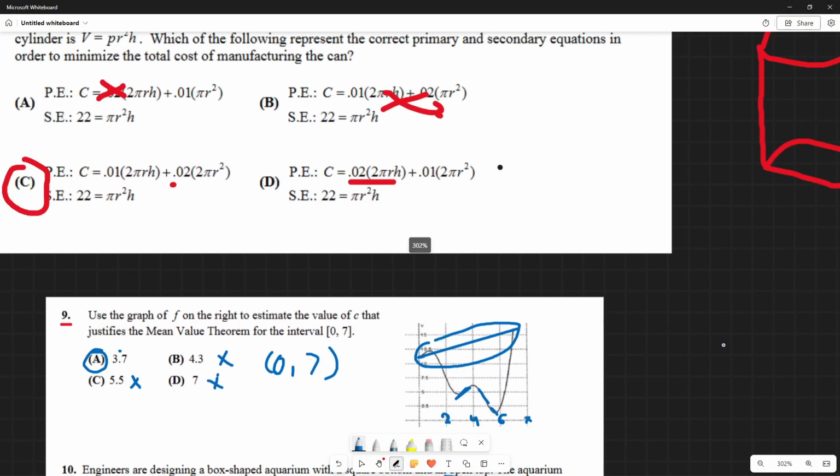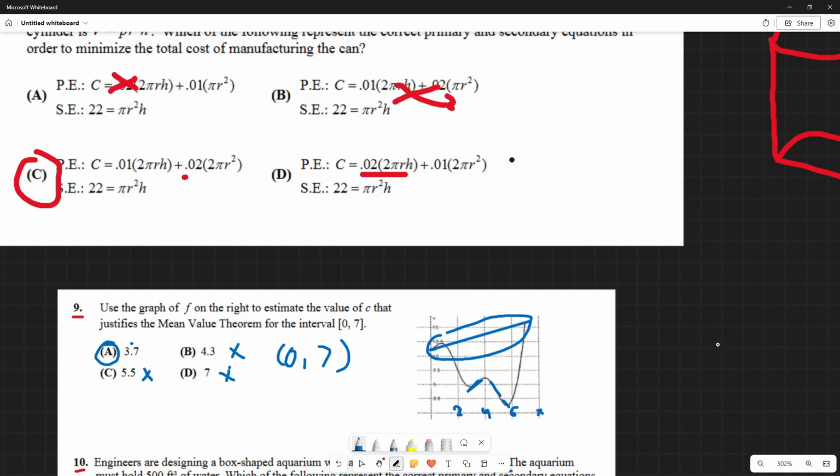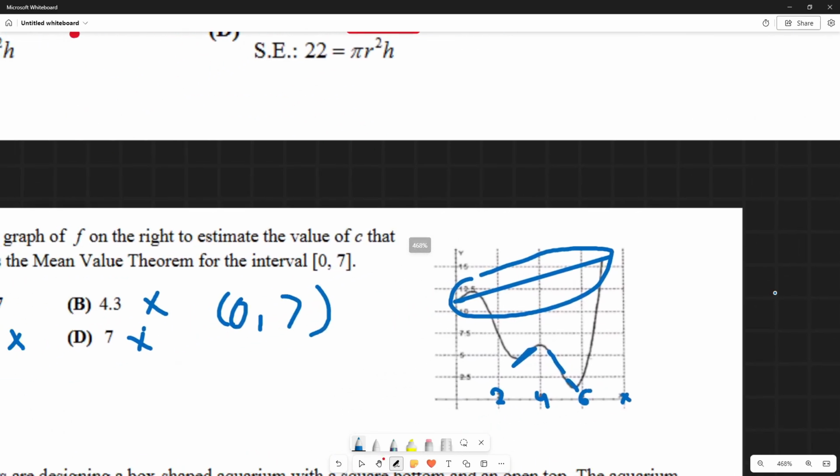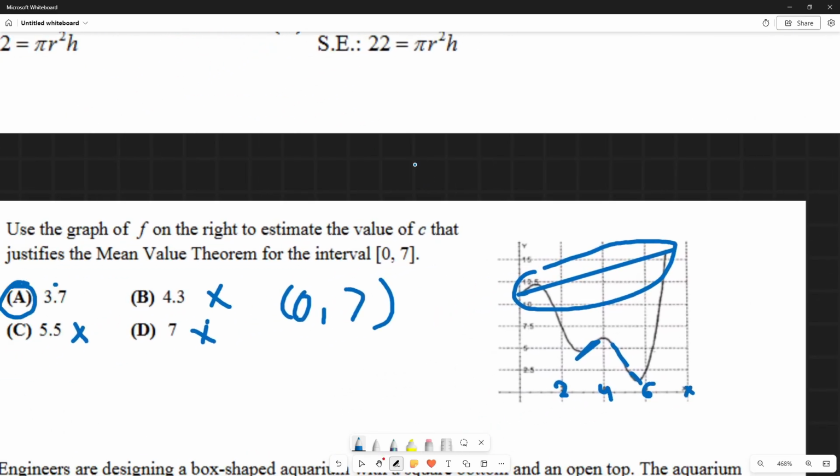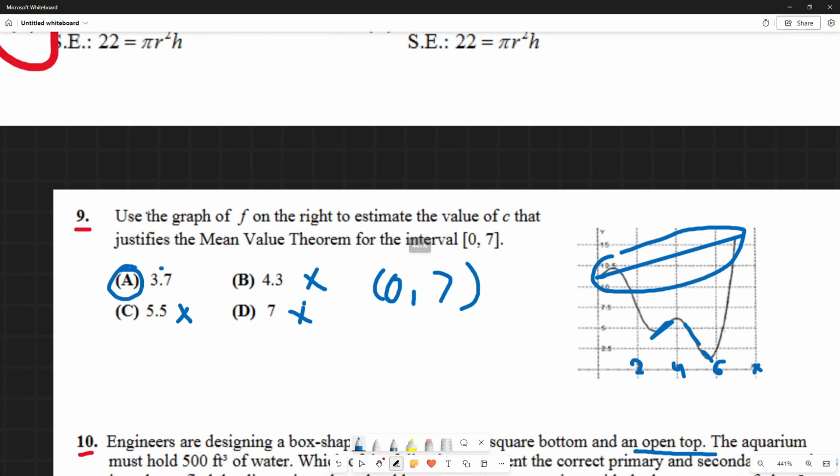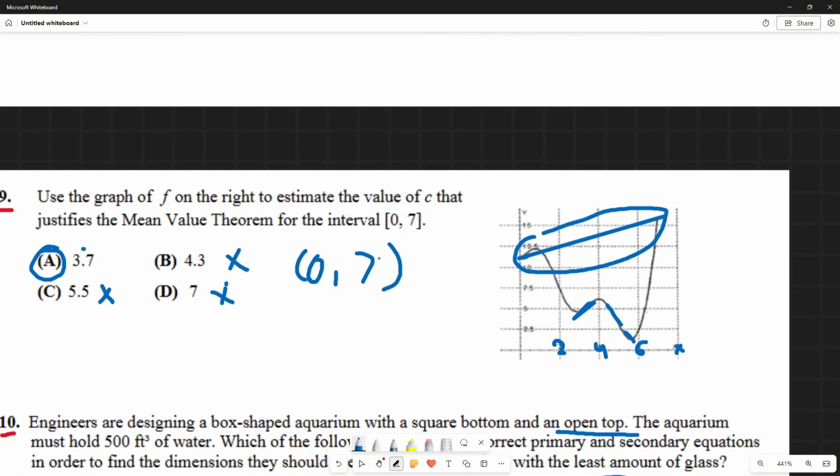Alright, so number 9, let me rephrase this. I'm going to read the question first. Use a graph of f on the right to estimate the value of c that justifies the mean value theorem for the interval 0 to 7. If you forgot what the mean value theorem is, it just literally means when the average rate of change equals the derivative. Basically, our average rate of change is from 0 to 7.